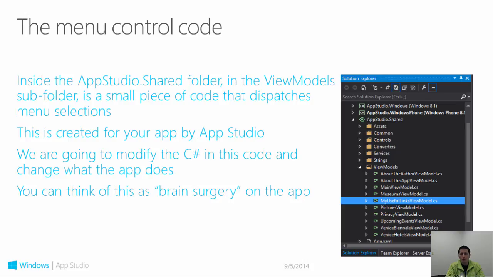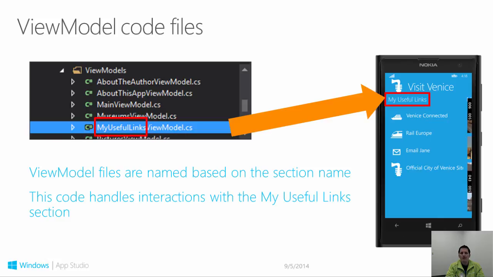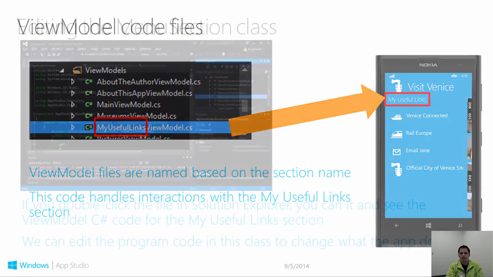As mentioned earlier, the view files are located in the appstudio.windows phone project. The ViewModel files contain the code that is run when you interact with that section on your phone. If we alter the ViewModel code file, we change how our app behaves for that section. ViewModel files are named based on the section that they are associated with. The ViewModels folder is located in the appstudio.shared folder. This code file will be run whenever a user interacts with the My Useful Links section of your app. Let's take a closer look at this file.